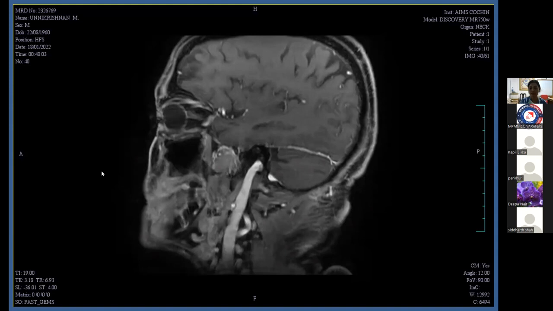What's the biopsy? Biopsy is poorly differentiated carcinoma. That's quite unusual looking to be a poorly differentiated carcinoma. Yes, ma'am. Biopsy is poorly differentiated carcinoma. Differentials they have given are squamous cell carcinoma or NUT midline carcinoma.